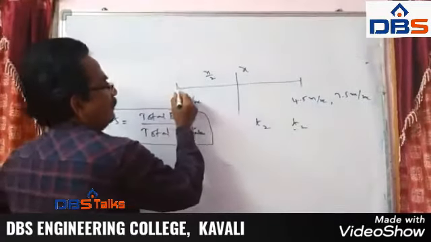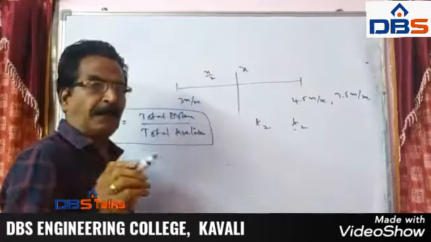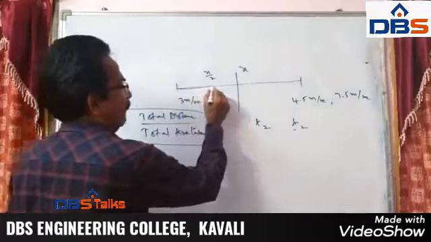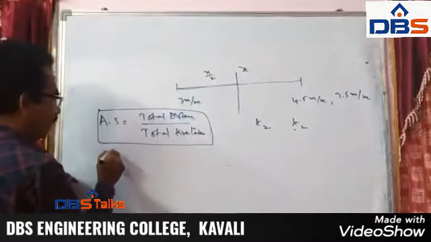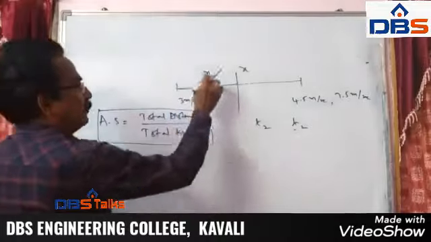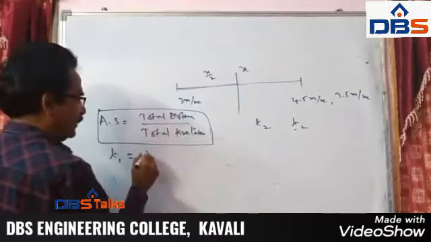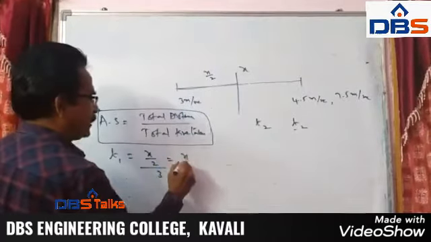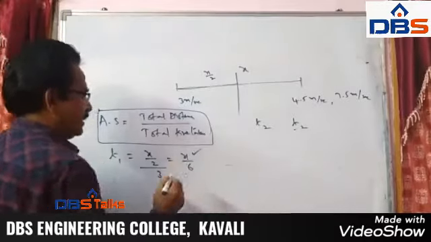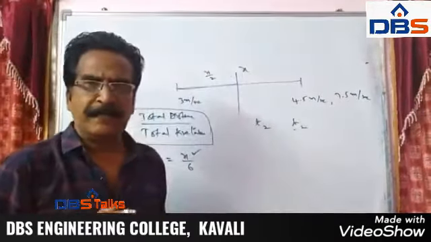Okay, what is the time taken by the particle to travel the first half? Time T1 is equal to distance by velocity, that is x by 2 by 3, which is equal to x by 6. So T1 is equal to x by 6.